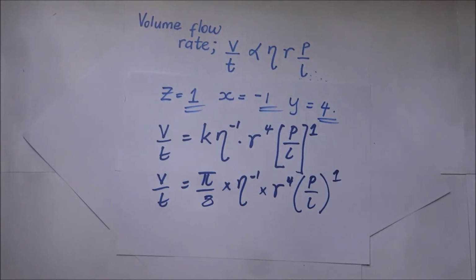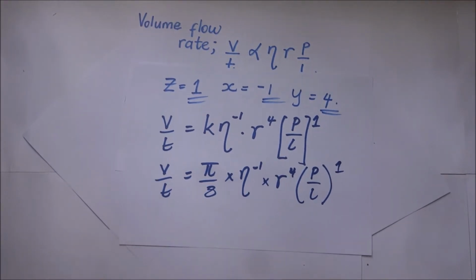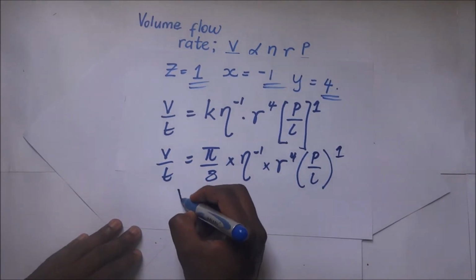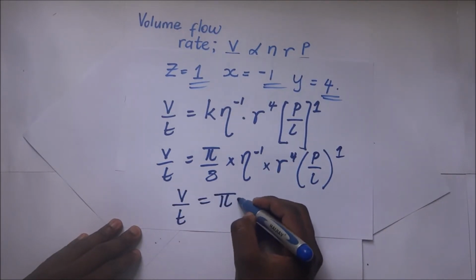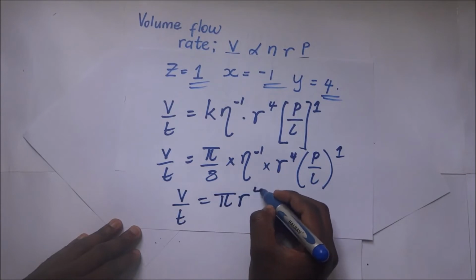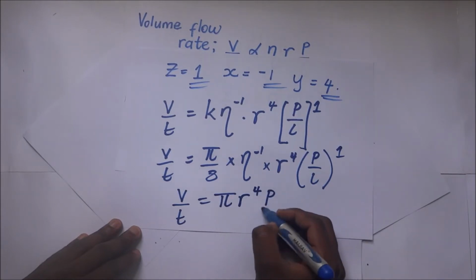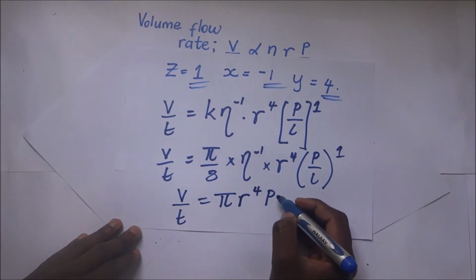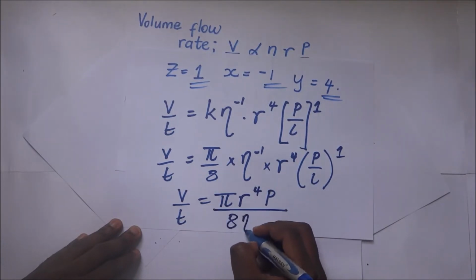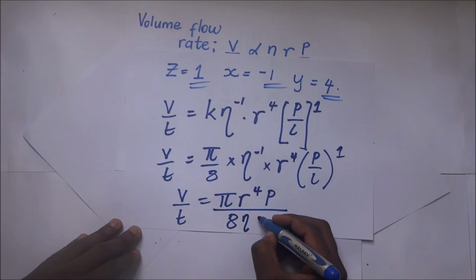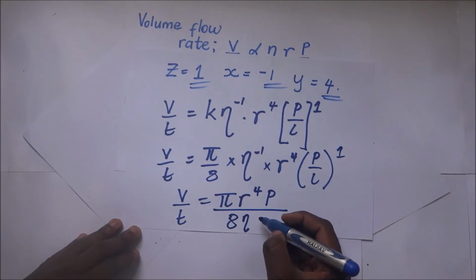Multiply that by r to the power 4 times the pressure gradient to the power 1. If you rearrange this equation, V over T is going to be equal to pi r to the power 4 times P, P being the difference in pressure, divided by 8 times the coefficient of viscosity times L.